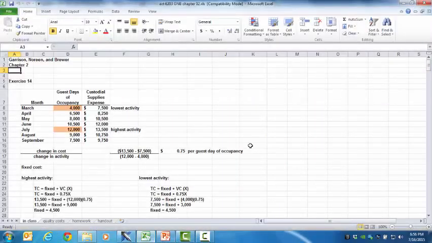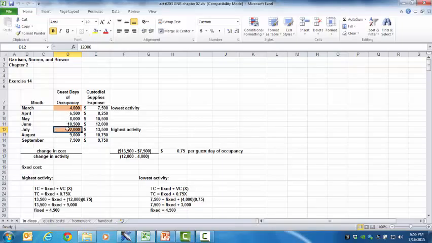We're going to start by looking at Exercise 14. Exercise 14 says that we have a hotel and we have some months' worth of data for the number of days that we have occupants there. And we're trying to create some way to predict how much our custodial supplies expense will be. So we're going to look at our historical data to try and infer a relationship there in our quest for this estimator. The high-low method simply says look at the lowest and highest activities that were incurred.